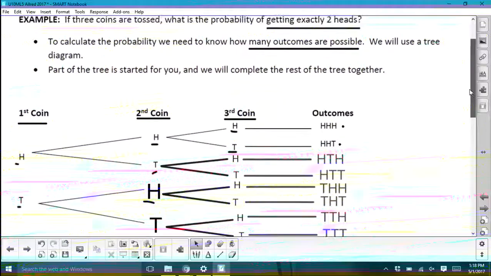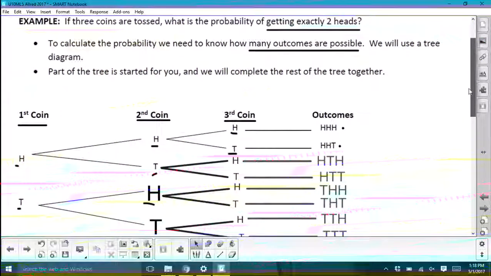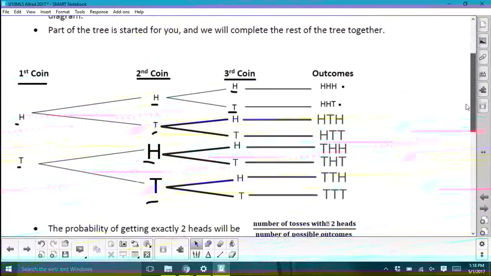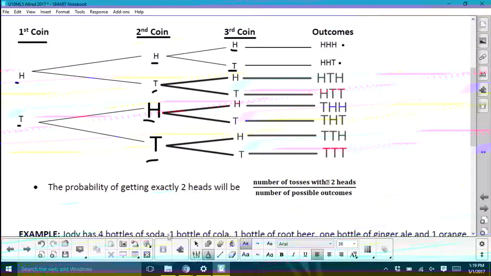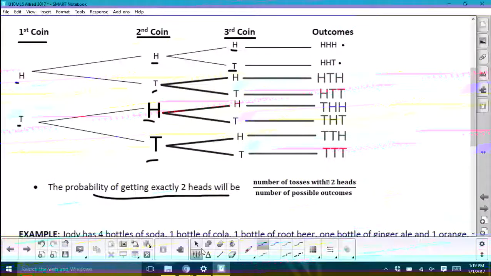The question asked us, what is the probability of getting exactly 2 heads, getting heads exactly twice? The probability of getting exactly 2 heads out of 3 coin tosses will be the number of tosses with 2 heads out of the total number of outcomes.